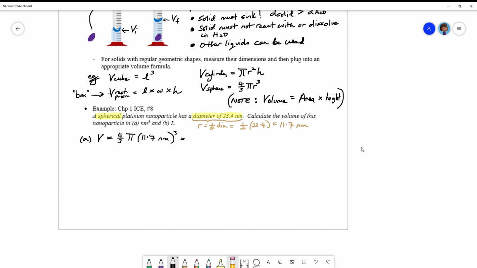So I did plug and chug this out, and I ended up getting that the volume of our tiny nanoparticle is 6.71 times 10 to the 3. And what units do we get? Well, we have nanometers being cubed, and so our units are cubic nanometers. Okay, that's the easy part here, just plugging and chugging in the formula. Part B, however, is a conversion problem. We want to also calculate this volume in liters. And so this is a conversion problem where we start with 6.71 times 10 to the 3 cubic nanometers, and we're going to have to go through step by step and convert this to liters.